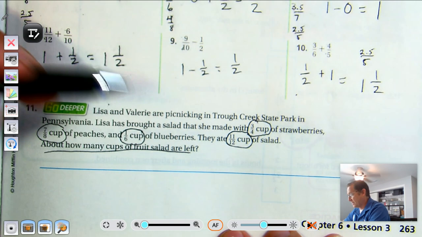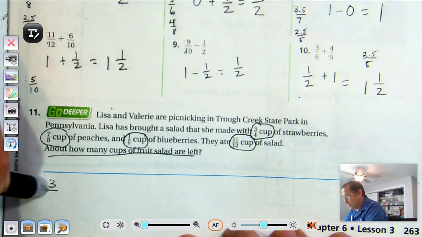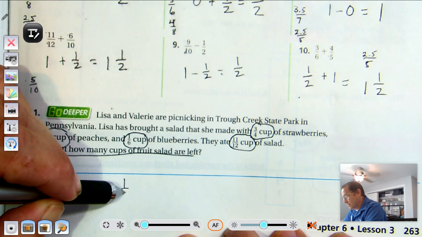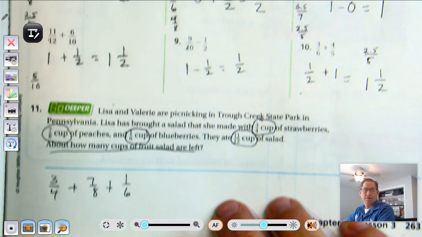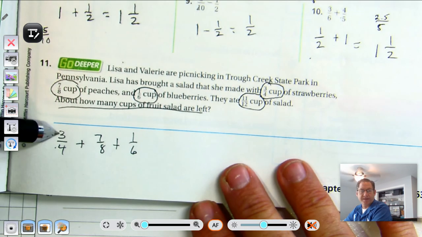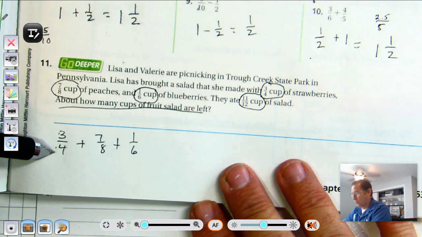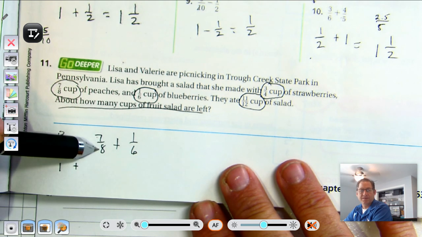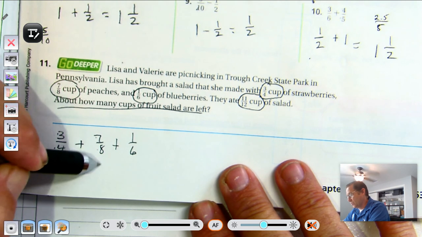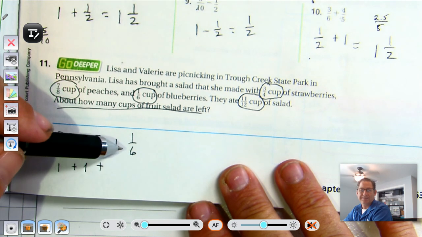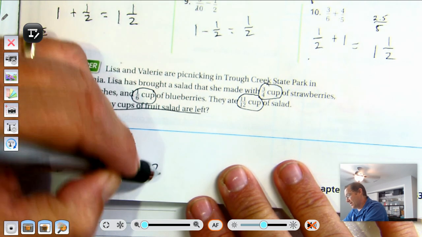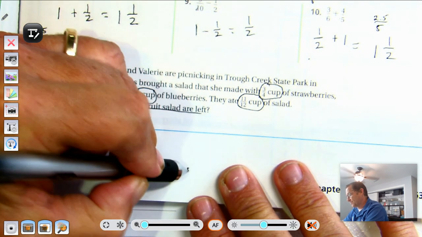Well, let's see how much they have to start with. So we have 3/4 plus 7/8 plus 1/6. All right, well, 3 is almost the same as the denominator 4, so that's about 1. 7, that's about the same as the denominator 8, so that's also close to 1. And 1/6, that's real close to 0. Okay, so we had about 2 cups to start.